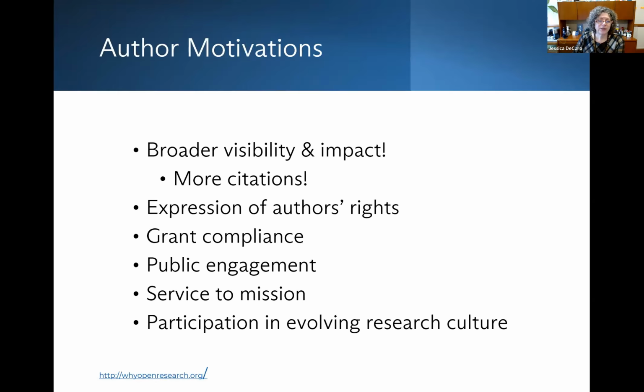So our authors' motivations for publishing in OA would include broader visibility and impact, which can lead to more citations and better career outcomes. Our OA supports authors' rights, such as the right to share in a repository, to blog about and share on social media, for example. And increasingly, it's a necessary aspect of grant compliance. OA can increase public engagement as well, and it can connect to institutional mission, which speaks to service to regional improvement. And finally, if you look at the way open has grown from niche to normal, it's clear that the future of research communication is open, and that's worth participating in. It helps to shape to benefit researchers.